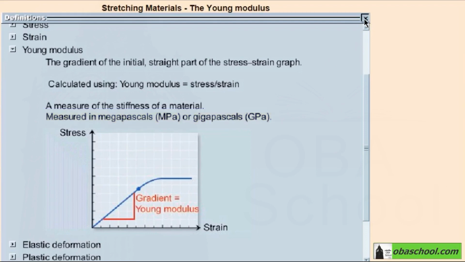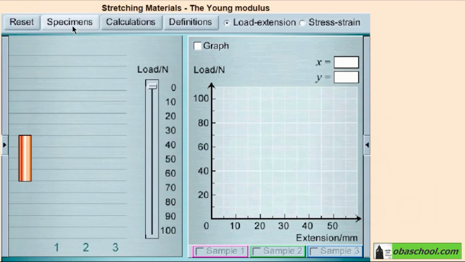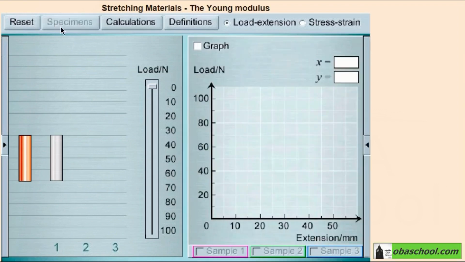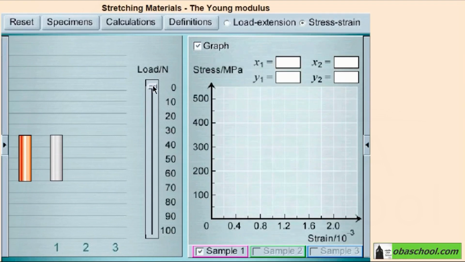Now let's select aluminium, and we're going to find the Young modulus for the aluminium specimen. Let's select graph with a stress-strain relationship. And we're going to load the material until it snaps.